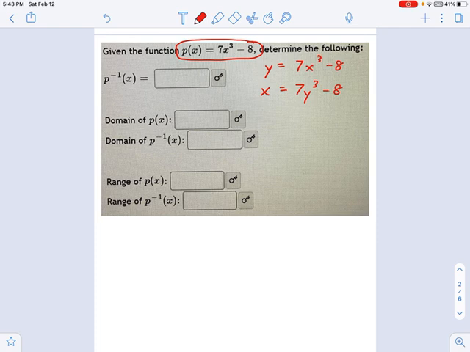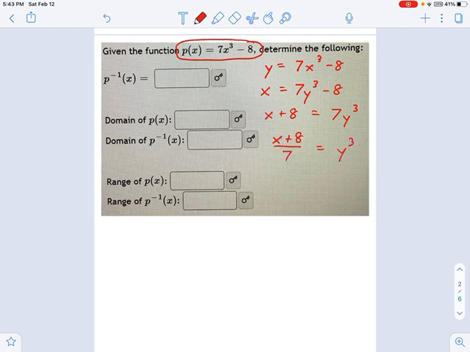That's it. So we add 8 to each side. This becomes x plus 8 over there on the left, and 7y cubed on the right. Now, I want to make a cube root to get y by itself, but I'm not ready for that yet. I need to divide both sides by 7. So x plus 8 over 7 equals y cubed.